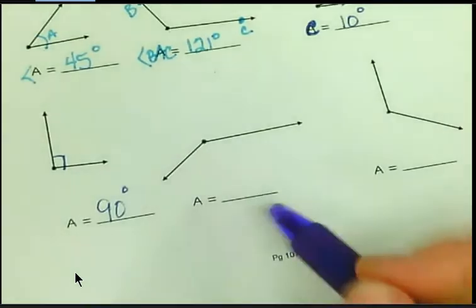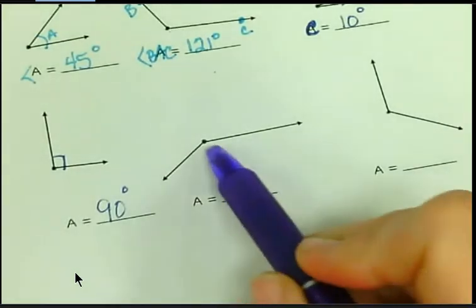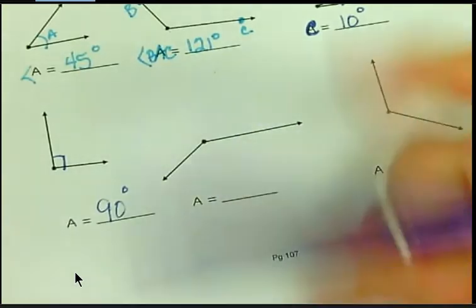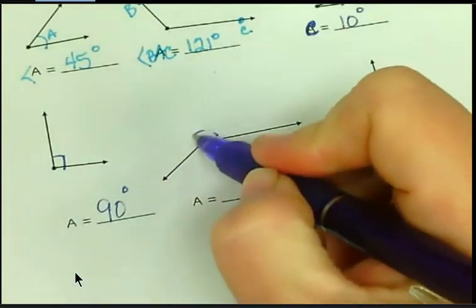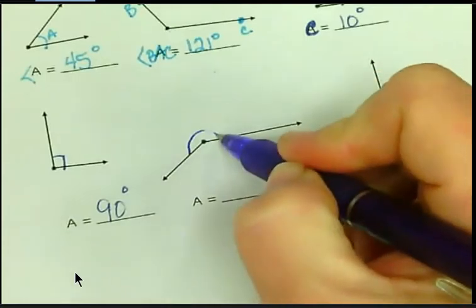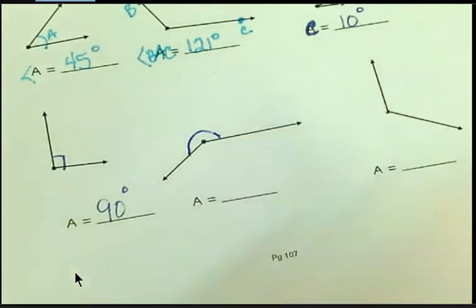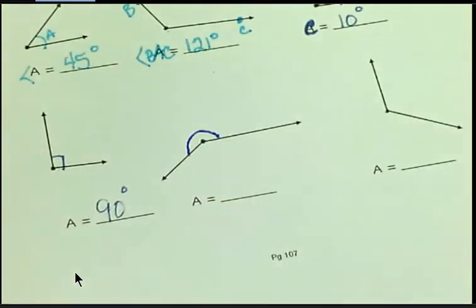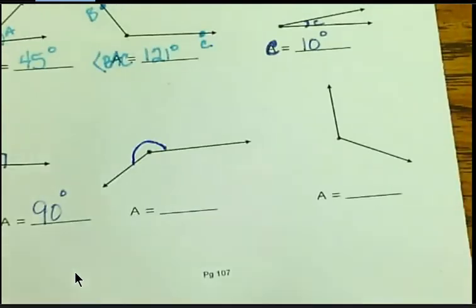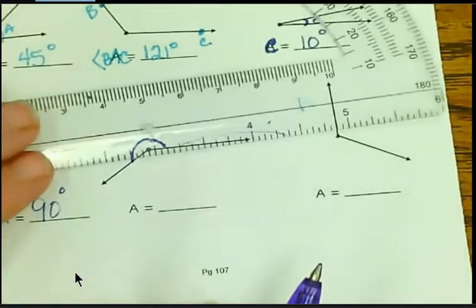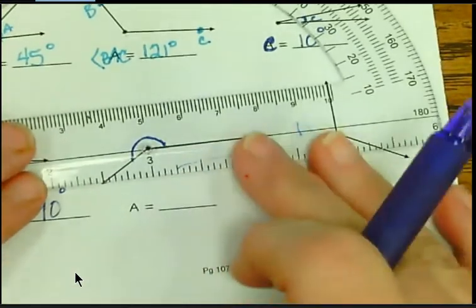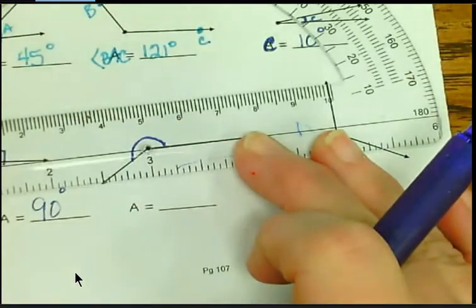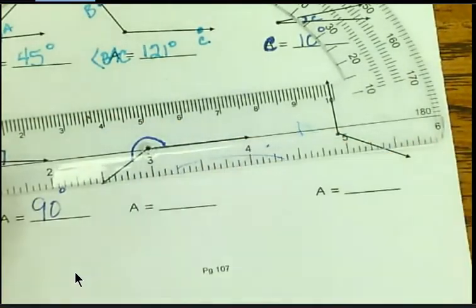This next one. Wait a minute. Okay. This is going like that. Okay. This is weird, isn't it? We know that a straight line is 180 degrees. And that would be here, 180 degrees. But this goes further. So now I've got something else going on.